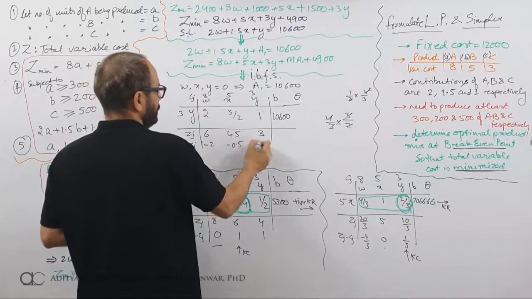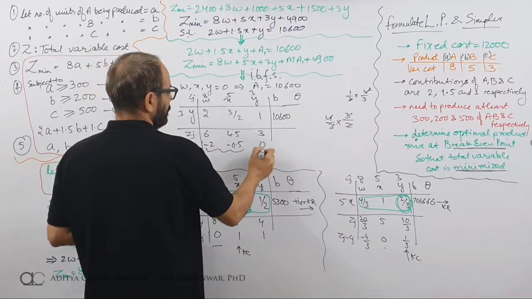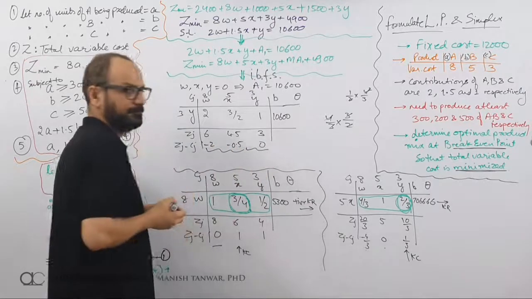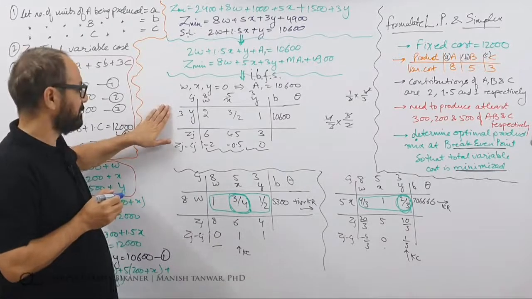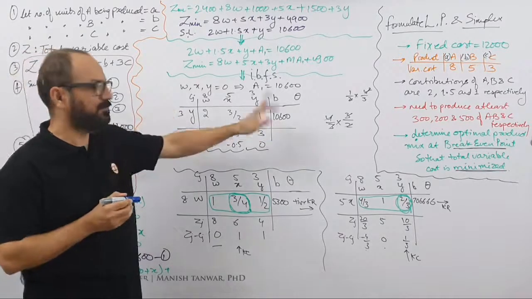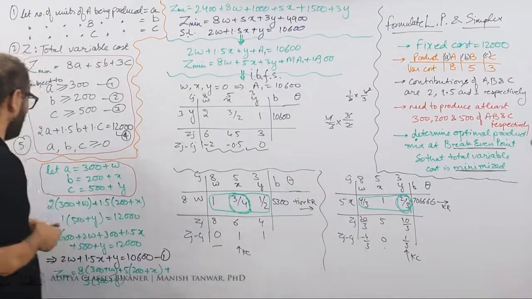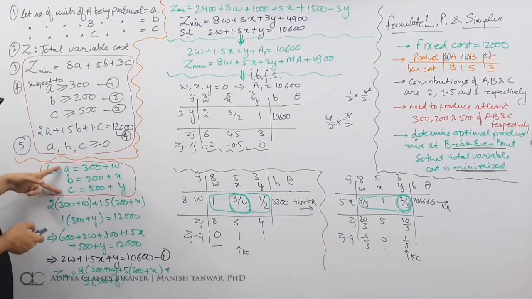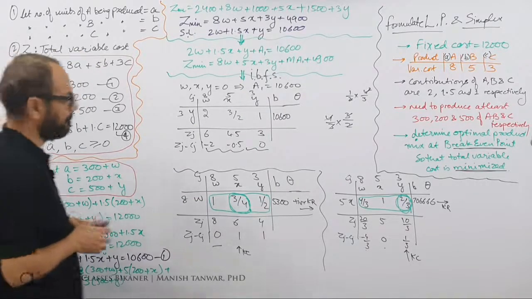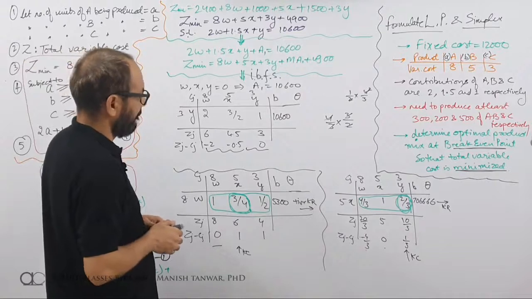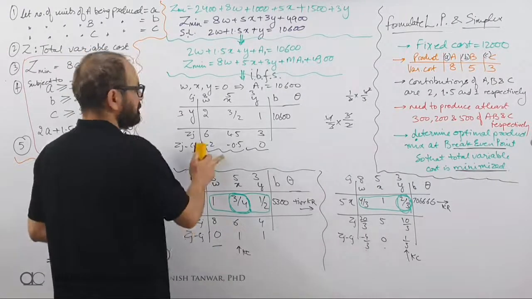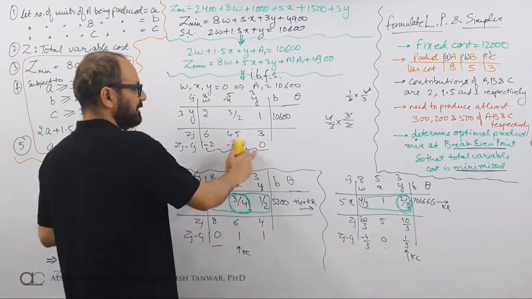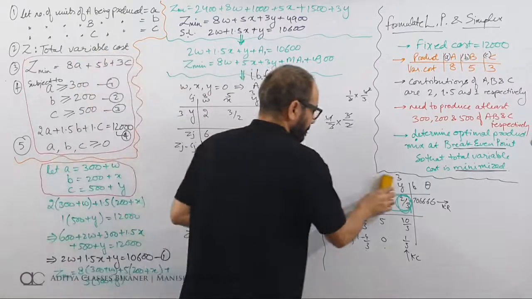3 minus 3, 0. So everything is either 0 or negative. So I can say that this is my final solution. What is my final solution? My final solution is y is equal to 10,600. Let me go to this substitution. We'll again be needing some space. So this is my final table because everything is negative or 0, so I can stop at this point.